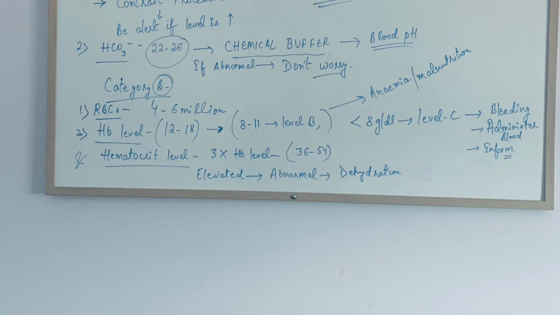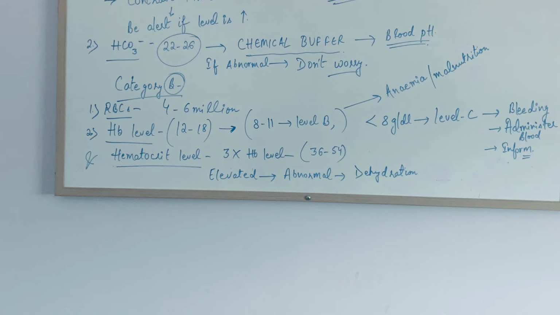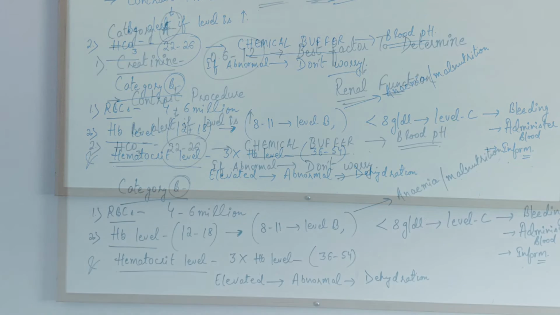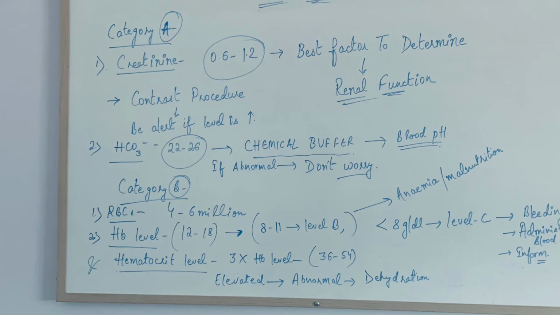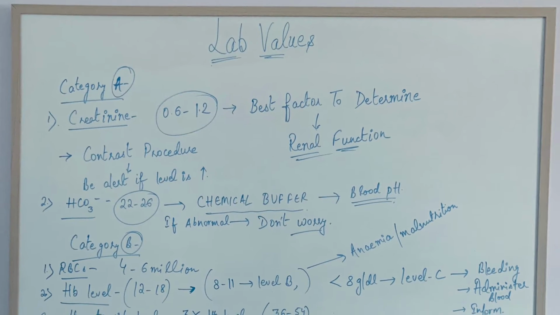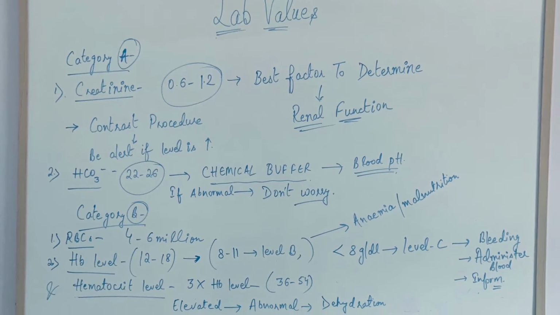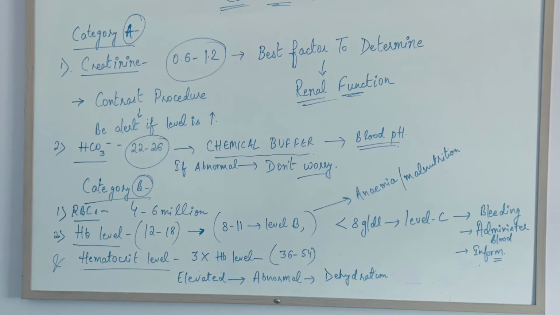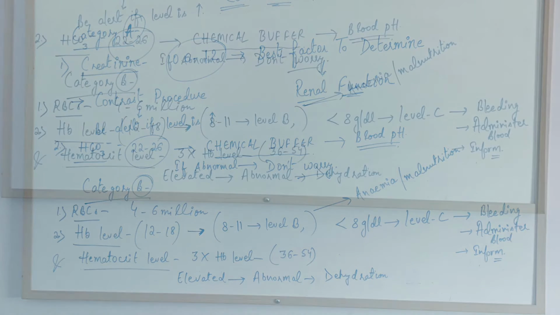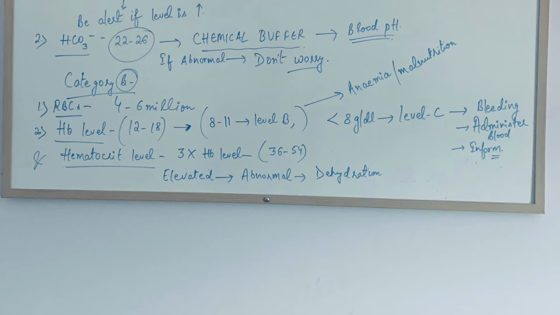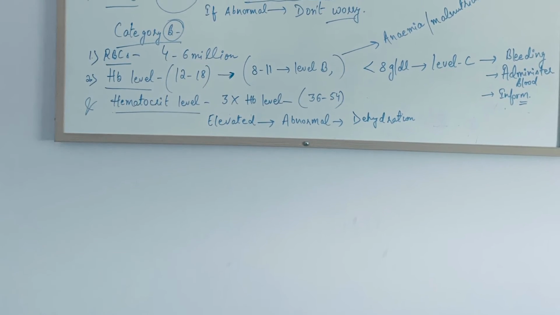Okay, then there comes category B. In category B, there are many values. The first is RBCs. The normal value is 4 to 6 million. Okay, and if the value is less, then there can be some anemia. Okay, so now let's move on to hemoglobin level.